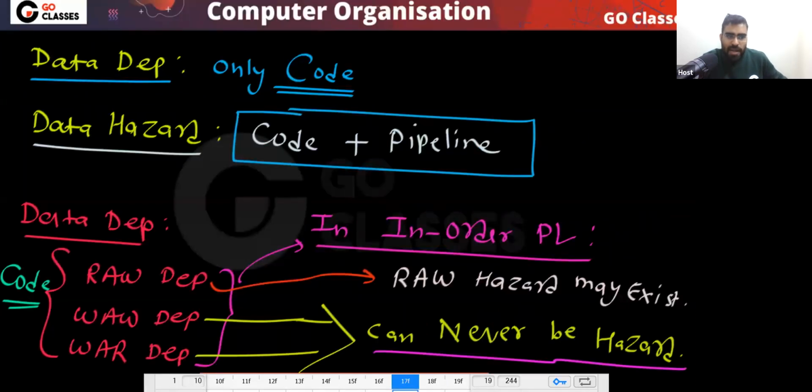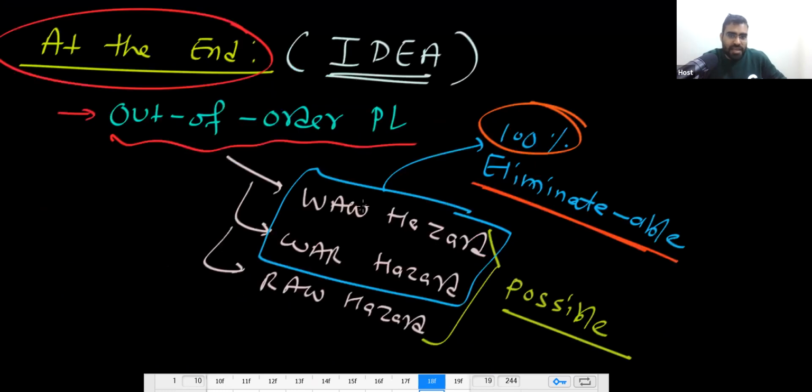In the in order pipeline, do you need to eliminate them? If you have an in order pipeline, do you need to eliminate WAW hazard, WAR hazard? Do you need to eliminate? The answer is no, because you will never get them. They don't even exist. But when they exist, then they are 100% eliminatable. Isn't it beautiful?